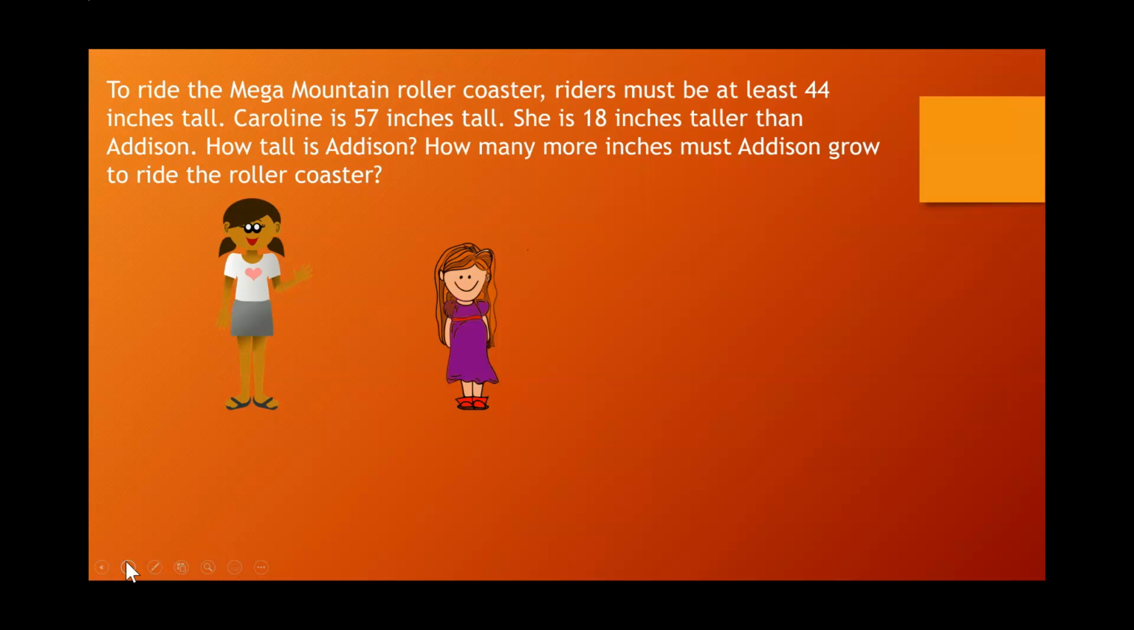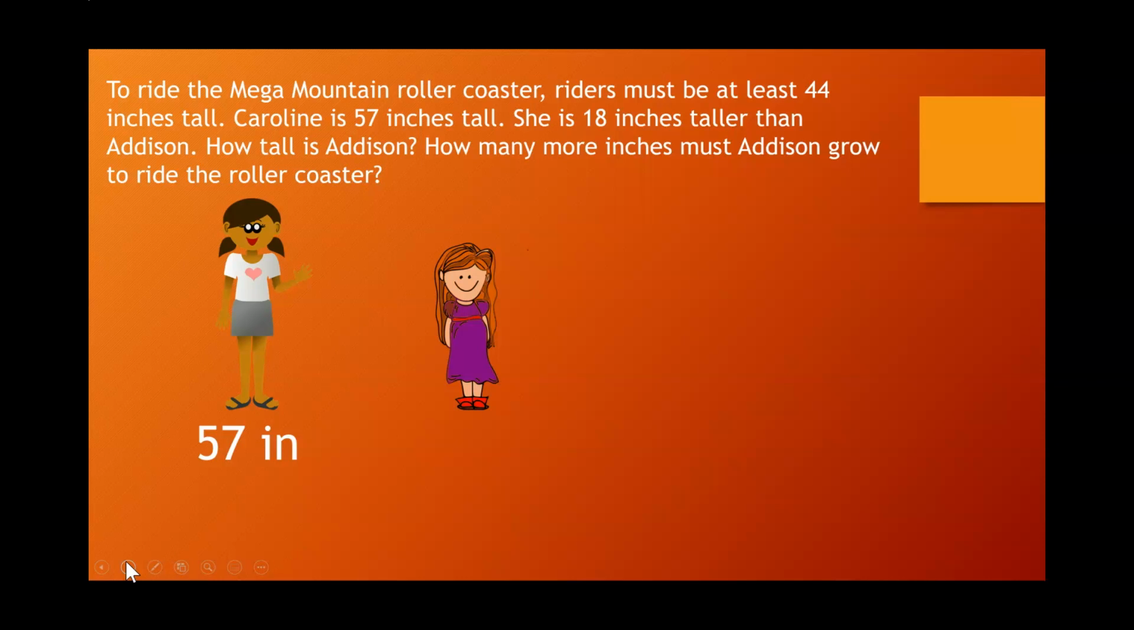We've got our application problem first here, and it says to ride the Mega Mountain roller coaster, riders must be at least 44 inches tall. Caroline is 57 inches tall. She is 18 inches taller than Addison. How tall is Addison? How many more inches must Addison grow to ride the roller coaster?